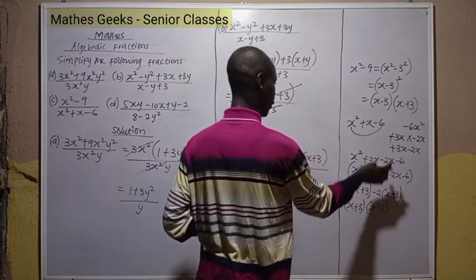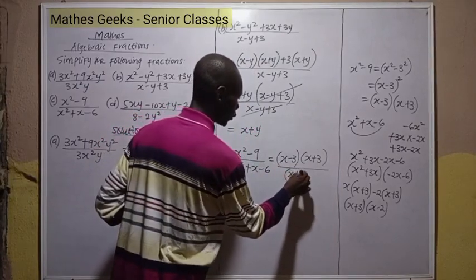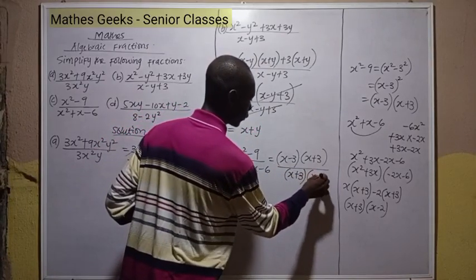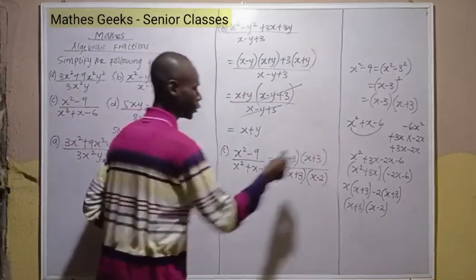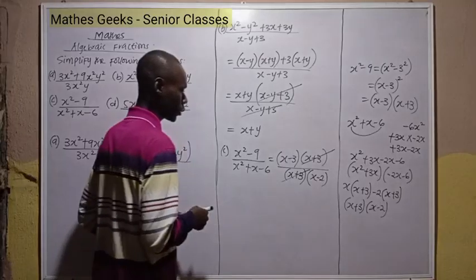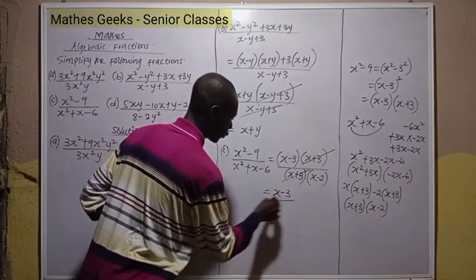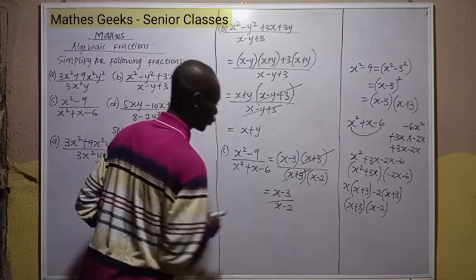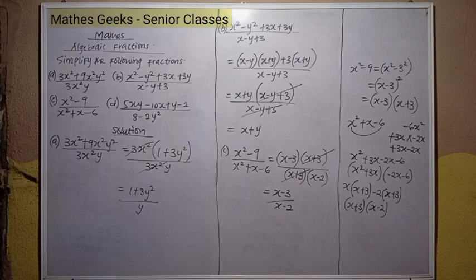So I'll put this in place of this in the denominator. So this becomes x plus 3 and x minus 2. Okay, so this will cancel out because they're the same. So we have left x minus 3 over x minus 2. That's the final answer.